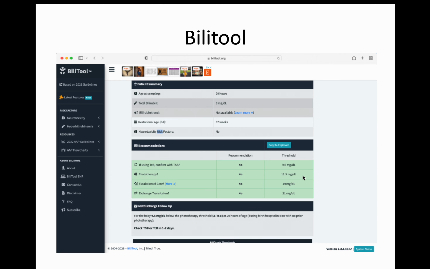Yeah, and the distance between this is greater than 3, and that's why we are not in that range. Once it approaches 3, that's when you would have to check your TSB.